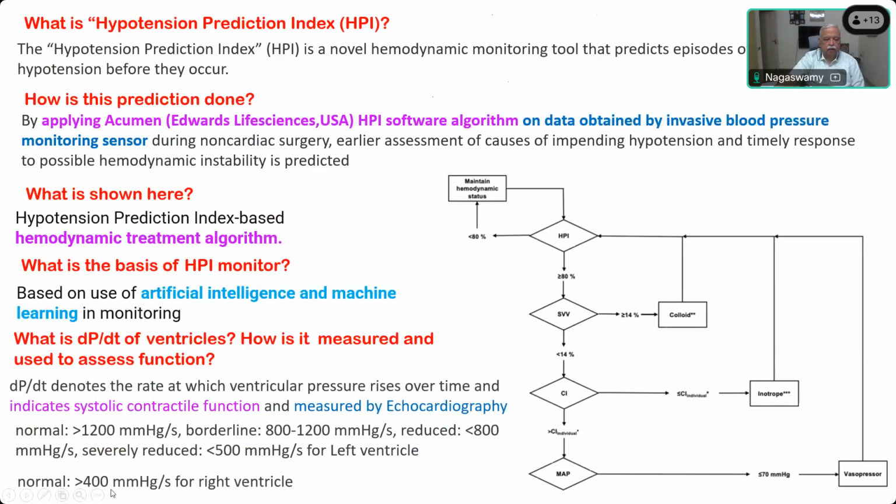The normal is about contractility, it is not compliance, okay? It is the force of contraction, that is the pressure developed over time by the ventricle. And for the right ventricle, it is just more than 400. Okay? Only the left ventricle has a higher dP/dt index.